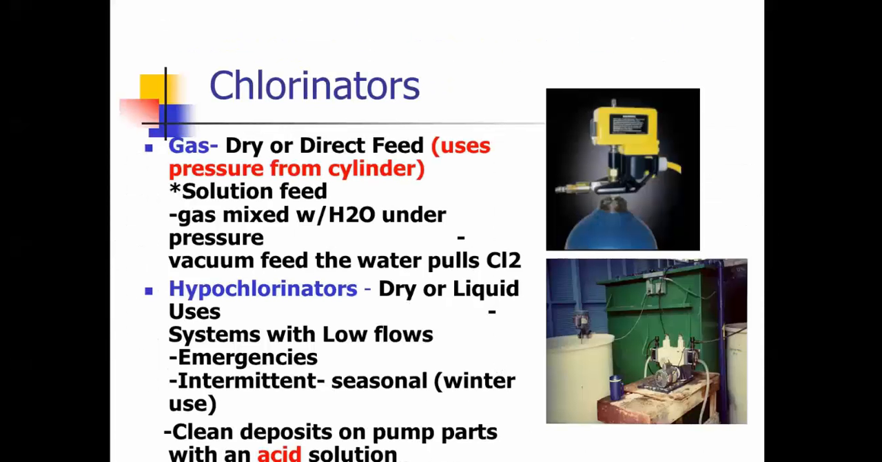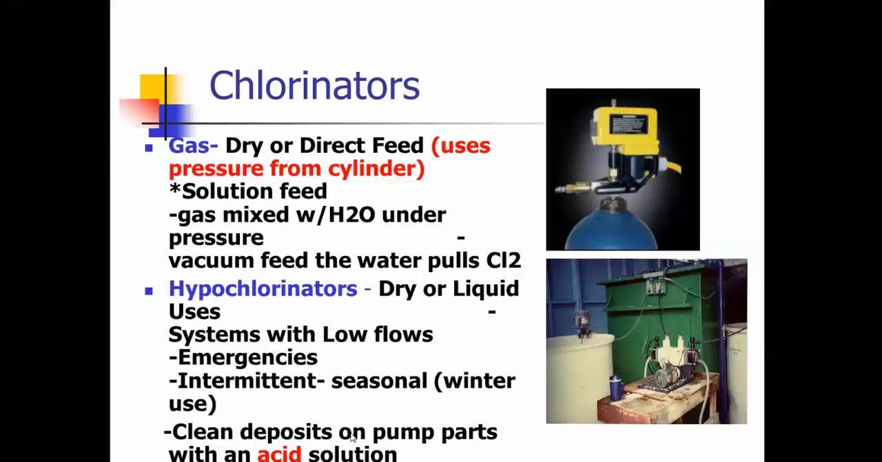There's gas, and there's dry or direct feed, and solution feed. The gas is mixed with water under pressure, and the vacuum feed pulls the chlorine through the system. Hypochlorinators, dry or liquid. This is a liquid type setup. We talked about this in the pumps one. This is a double diaphragm pump here, and this is the liquid. Systems with low flows for emergencies, intermittent seasonal use, things like that, use these hypochlorinators.